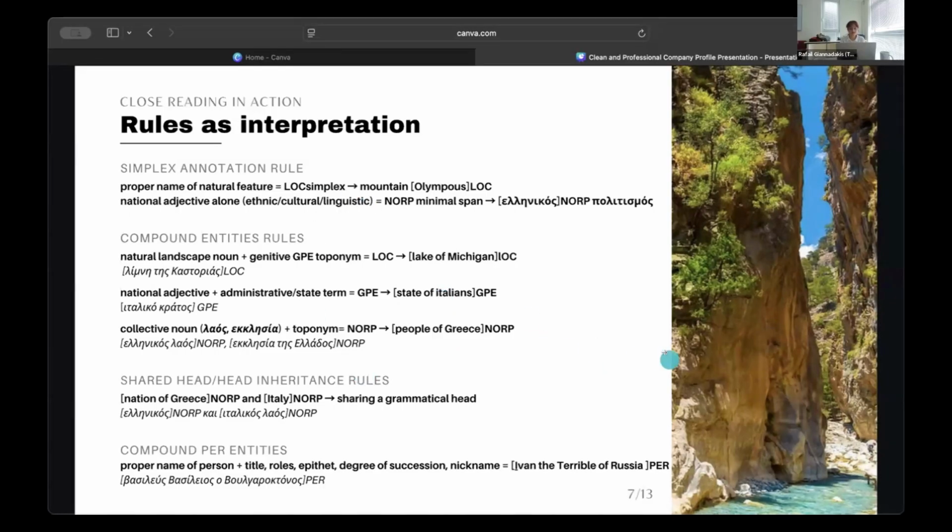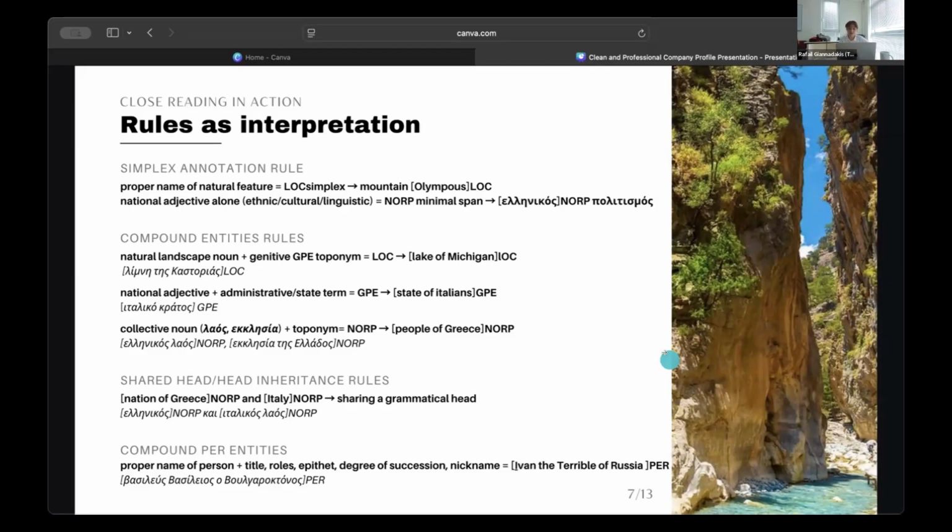You can see here the simplex annotation rules. I put them on the top because they are the first in my prompting, the final prompting designs. When a proper name of a natural feature appears, tag only the proper name, nothing else. The landscape noun stays outside the span. And a national adjective stands alone, elliniko, and I use the Greek word here because it's not capitalized. The first character is lowercase.